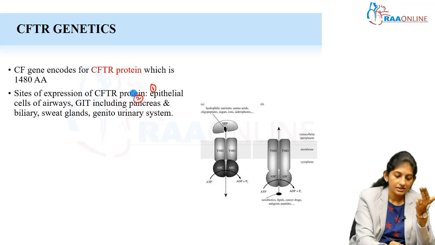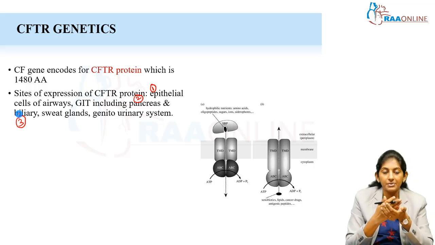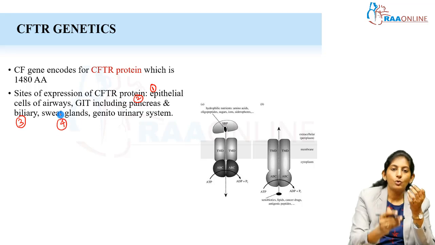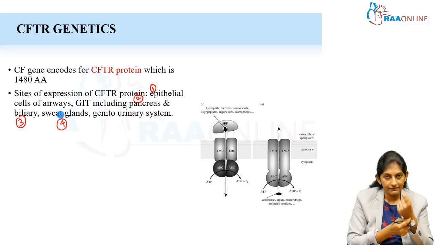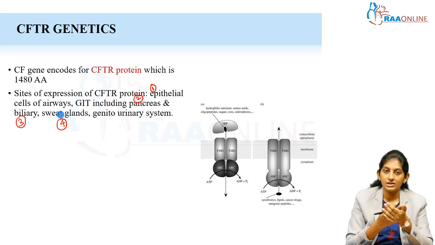Next, it is expressed in the biliary glands. Cystic fibrosis is associated with primary biliary cirrhosis. It is expressed in sweat glands. So we use the sweat chloride level for estimation, for identification, or for the diagnosis. It is in fact the gold standard test. Sweat chloride test is the gold standard for cystic fibrosis.